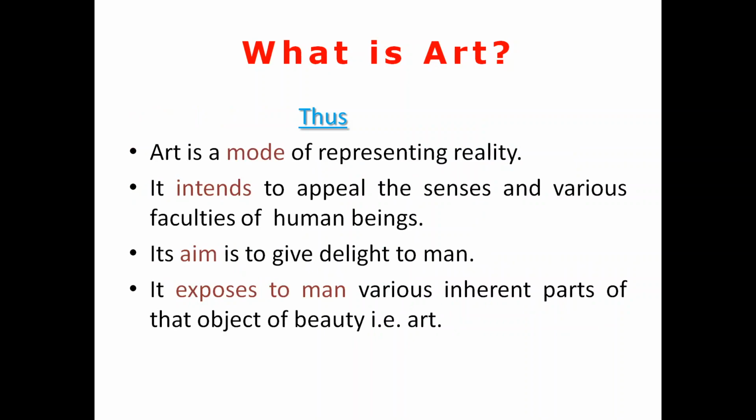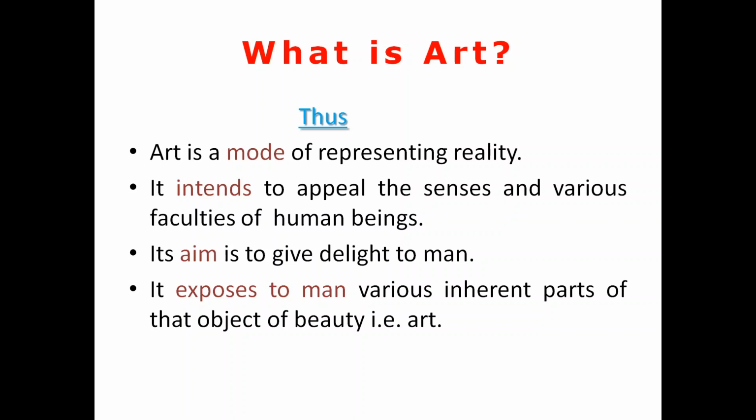Thus, we can say that art is a mode of representing reality. This is what we have to understand up to now. The intention of the art is to appeal to the senses and various faculties of human beings. Then its aim is to give delight to man. Then it exposes to man various inherent parts of that object of beauty, that is art. Means when we talk about the art, we have to remember these things.